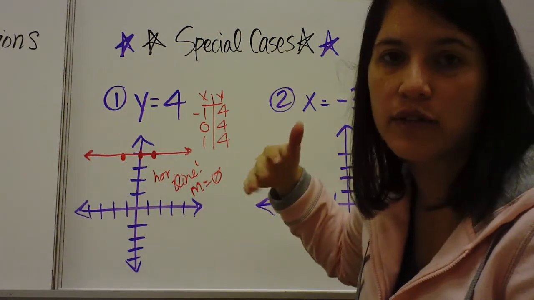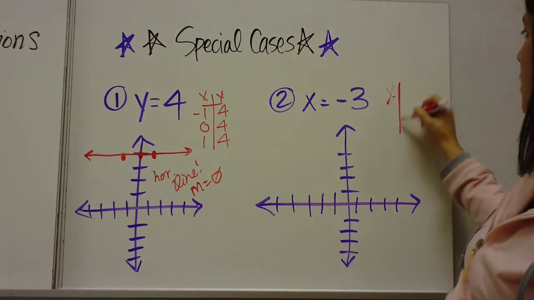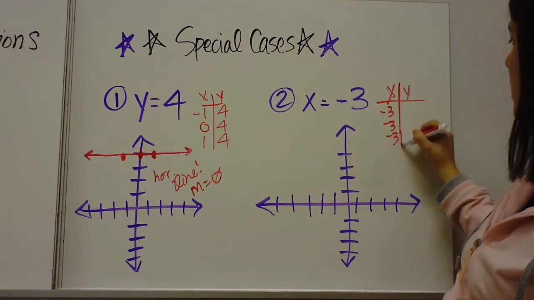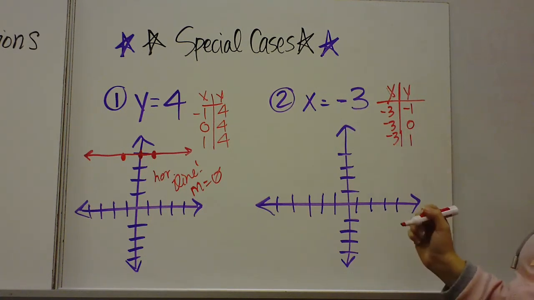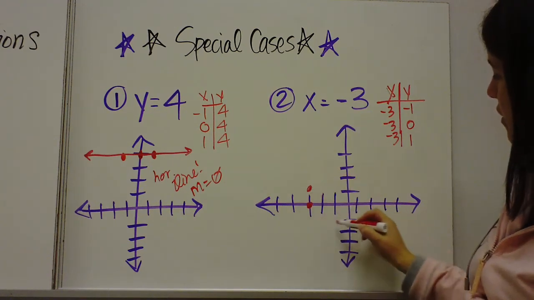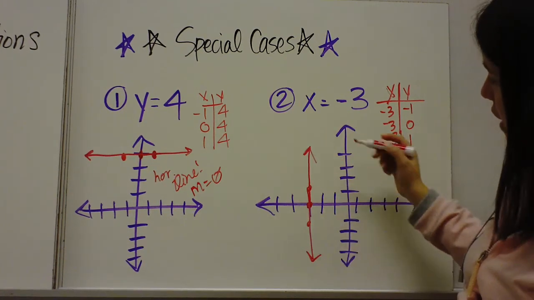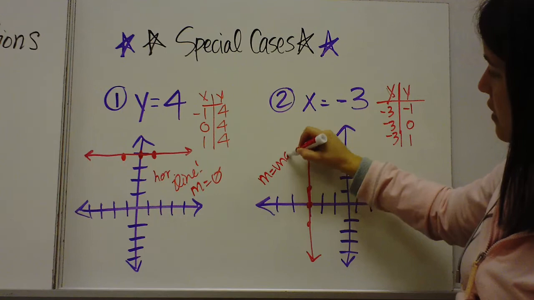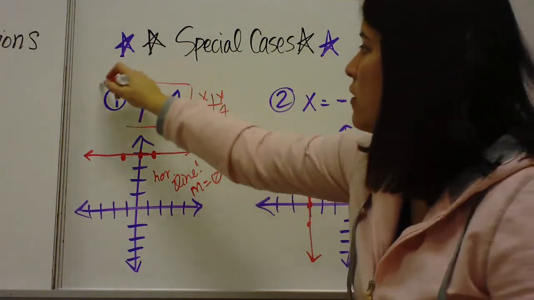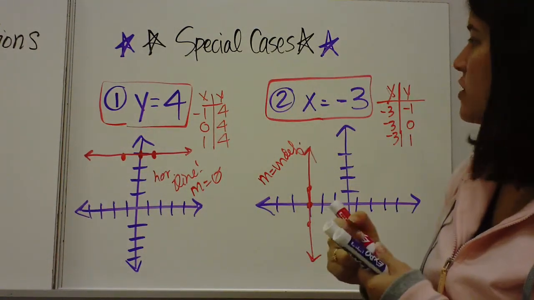And then I'm sure you can predict what's going to happen when x equals a number. If x equals -3, then all the numbers in the x are going to be -3. And that means it's going to be a vertical line, and the slope is undefined. So if you ever have y equals a number, it's going to be a horizontal line. If you ever have x equals a number, it's going to be a vertical line.